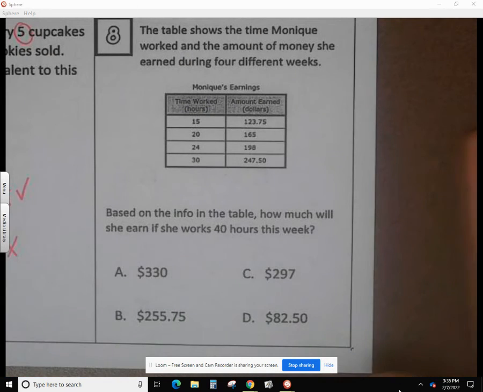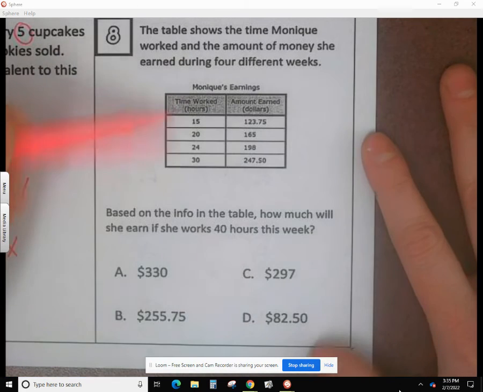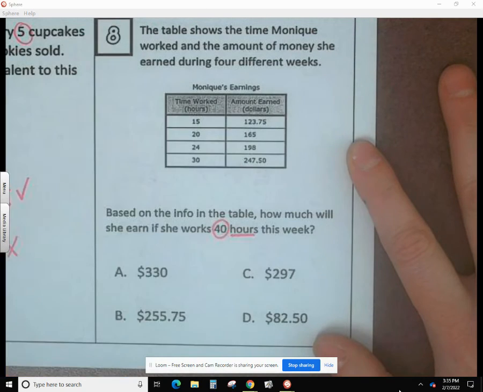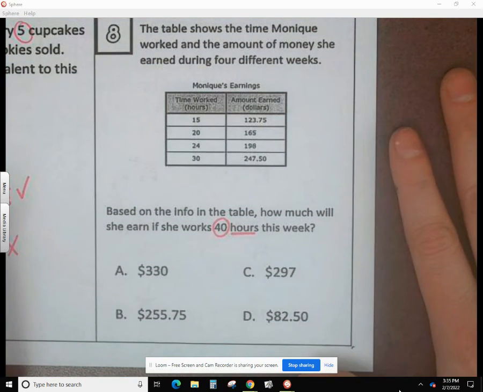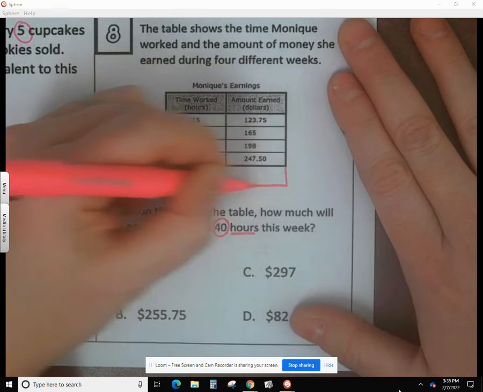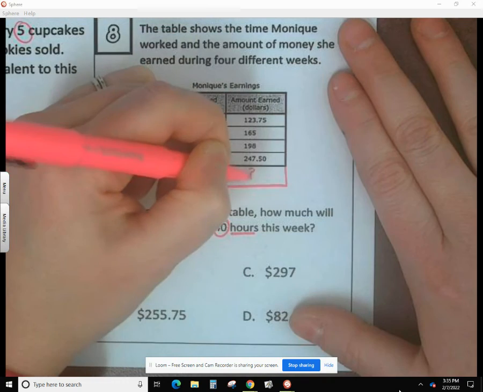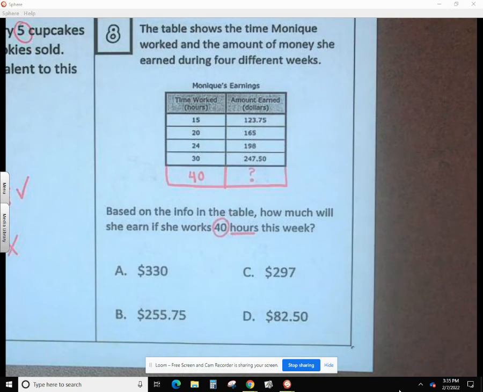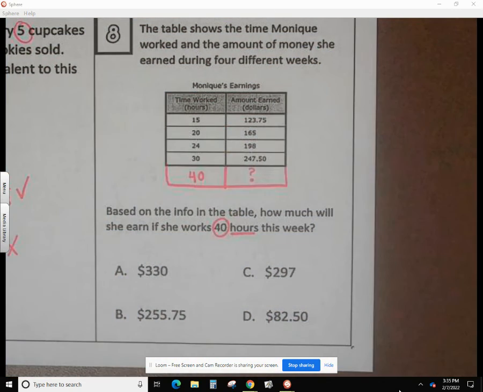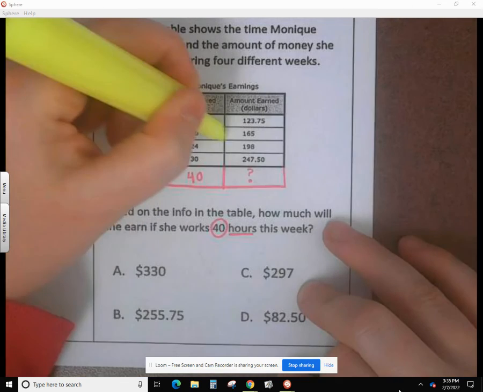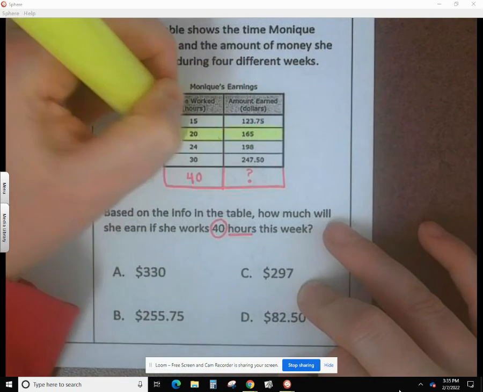Okay, this last one, we've got a table. It's got how many hours she works and how much she makes. We want to use that to predict how much money she would make if she worked 40 hours. So I like to think of this as just another line on our table, and we would have 40 there, and we're trying to figure out what would go in that box. So there's multiple ways you could do this, but really the easiest way is to look for something that has a relationship with 40, and that something is 20.